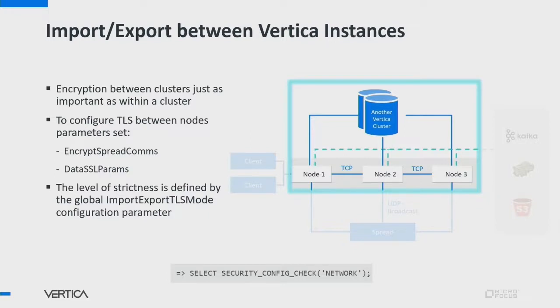After the database is altered, it should be restarted and the security configuration checked. To specify the level of strictness when connecting to another cluster, set the ImportExportTLSMode global configuration parameter. This parameter applies for both importing and exporting data. Both clusters need to have the same data SSL parameters, which should be set with the ALTER DATABASE command and can be verified by running a Vertica meta-function, SECURITY_CONFIG_CHECK, as shown at the bottom of this slide.